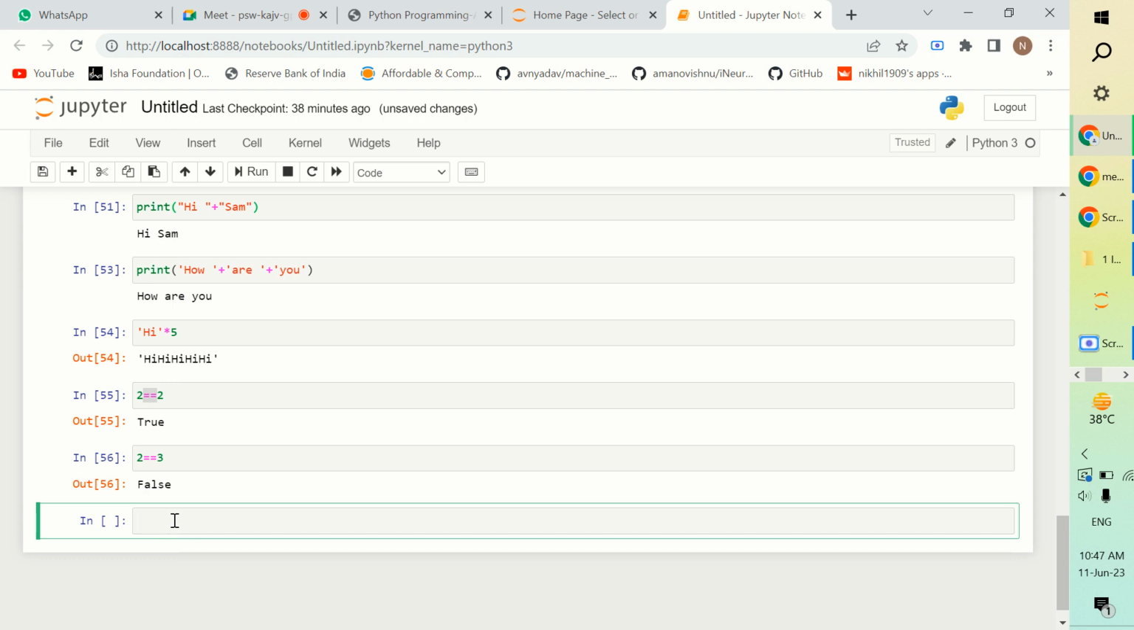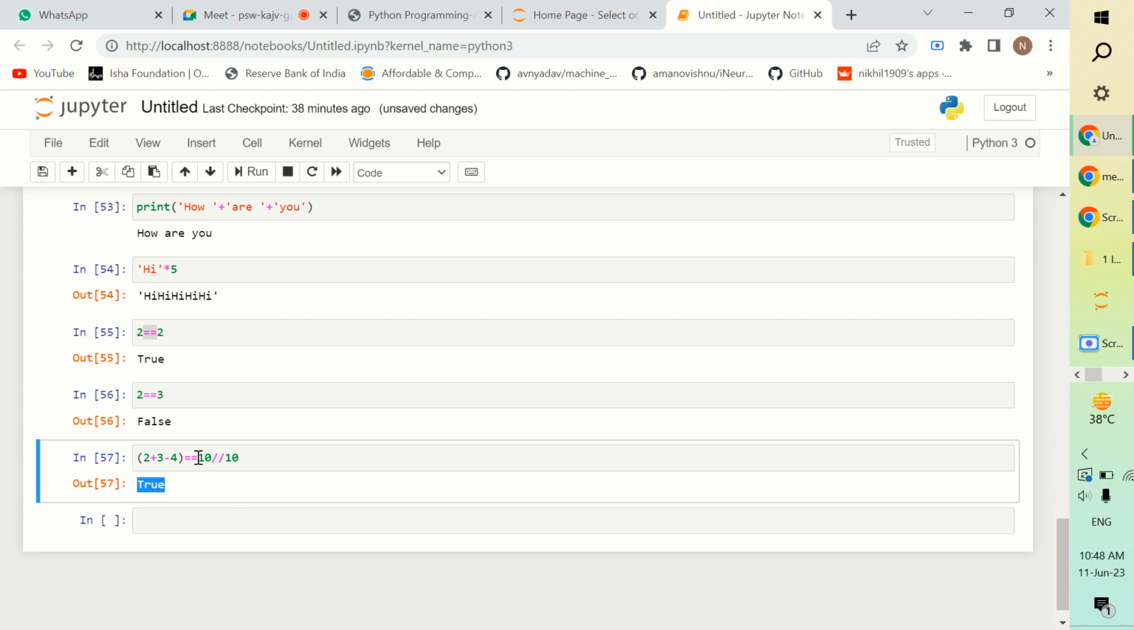I can also write it like this. I can write 2 plus 3 minus 4 equals to 10 divided by 10. So this is equals to true. Why true? Because 2 plus 3 is 5 minus 4 which is 1, and after the double equals to, 10 integer division 10 is 1, so 1 is equals to 1, so that is why it is true. Okay? So this is the double equals to operator which is used to check the equality of two expressions.